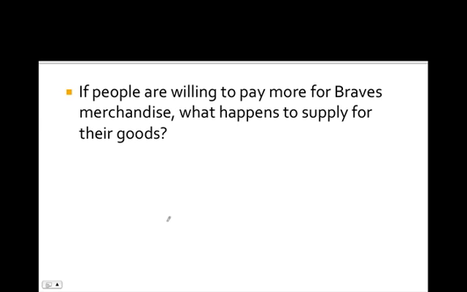All right, let's look at some supply and demand questions. If people are willing to pay more for Braves merchandise, the baseball season has started, maybe they've started off to a great clip, what happens to supply for their goods? So let's graph this out.